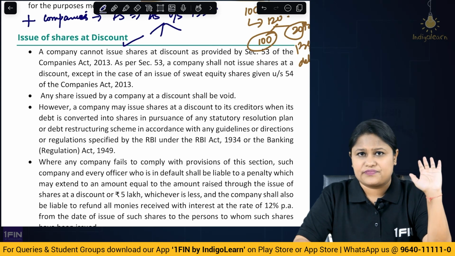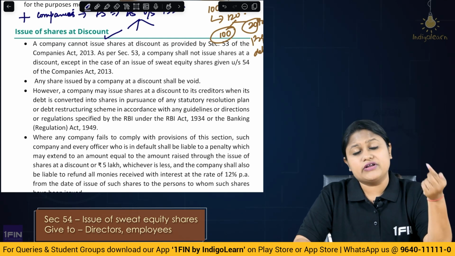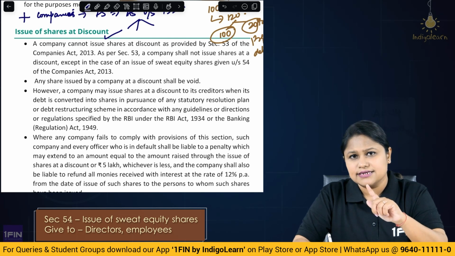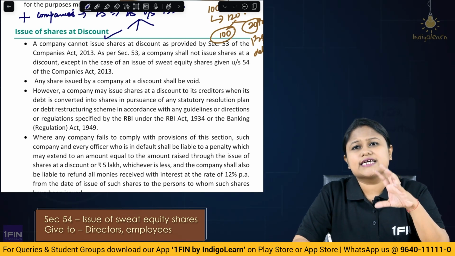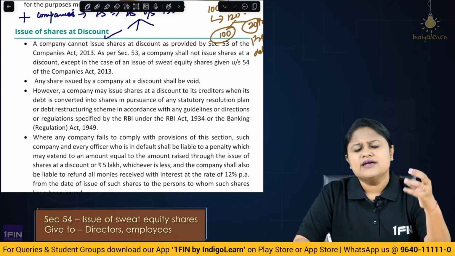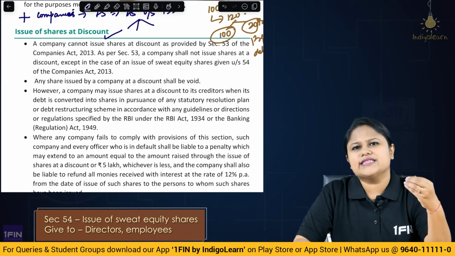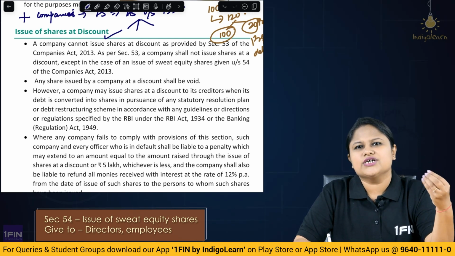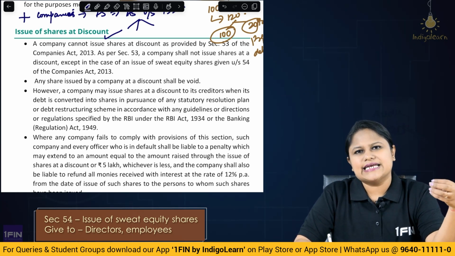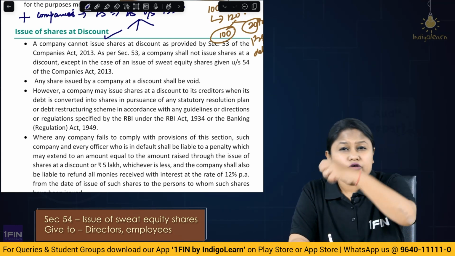One is section 54, that is issue of sweat equity shares. See, 52 is premium, 53 is discount, 54 is sweat equity shares. Sweat equity shares are those shares which are given to the directors and employees because they have contributed something significant, something out of the box. They have tried to bring intellectual property rights to the company, some kind of value addition, for which the company wants to reward them by offering them part ownership, so that they feel more connected to the company. They want to reward them in a very good manner. So in that case, they will give them sweat equity shares. Basically, understand from the word itself, equity shares have been given to them for all the hard work.